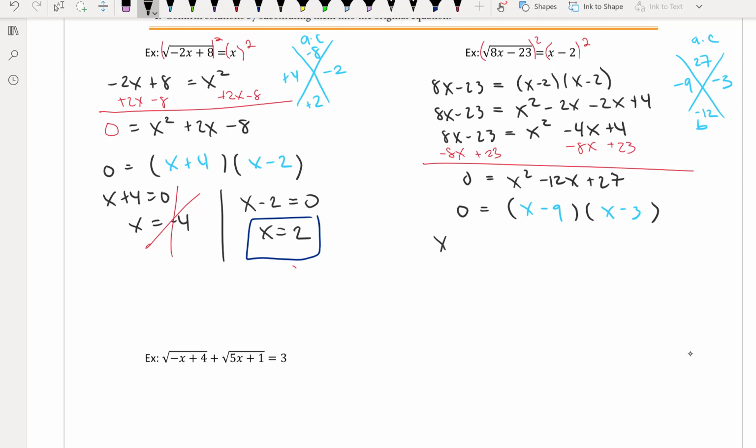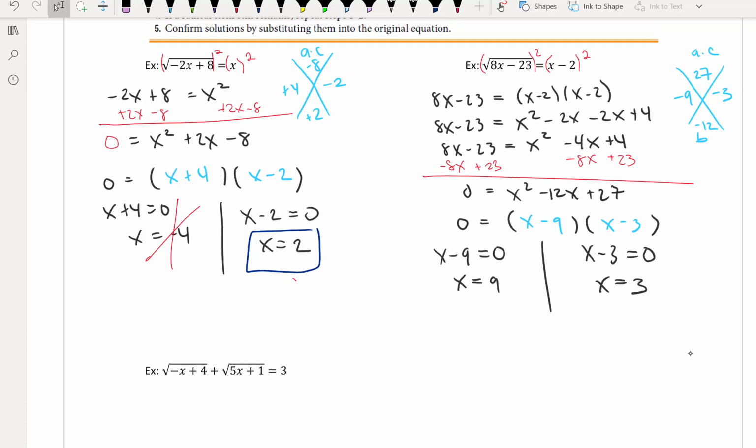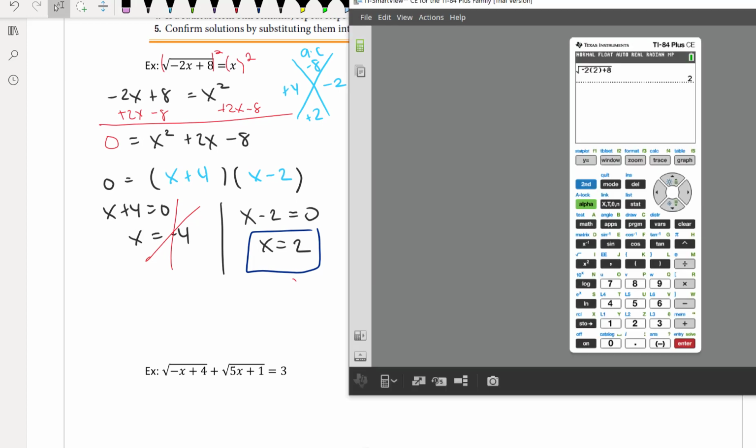So now I know that x minus 9 is equal to 0. So x is equal to 9. I have that x minus 3 is equal to 0. So x is equal to a positive 3. And again, you always want to check, plug it into your original equation.